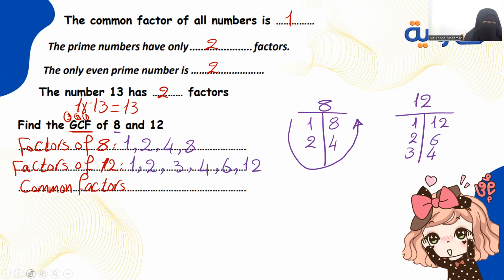Now let's get the common ones. What are the common ones? We have 1 up and 1 down, so it's common. We have 2 up and 2 down, so it's common. We have 4 up and 4 down, so it's common. What about 8? No, it's up only, so we can't take it. So the common ones now are 1, 2, and 4. Now we can get the GCF. What is the GCF now? The greatest common factor between them. The greatest one between them is 4. So this is our answer.